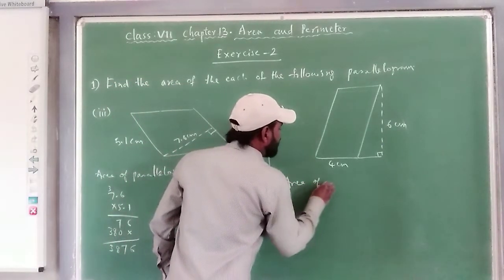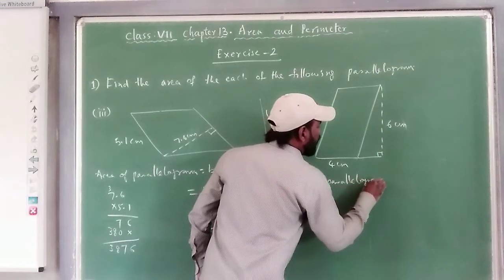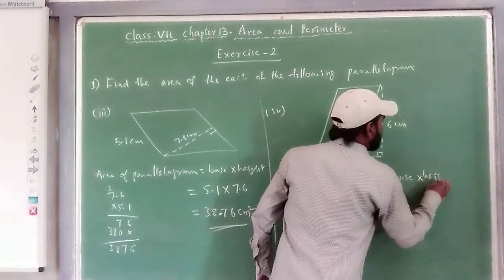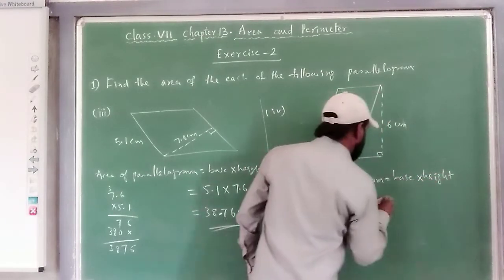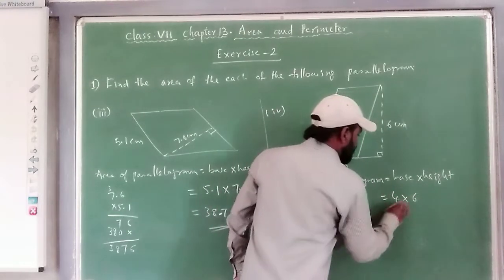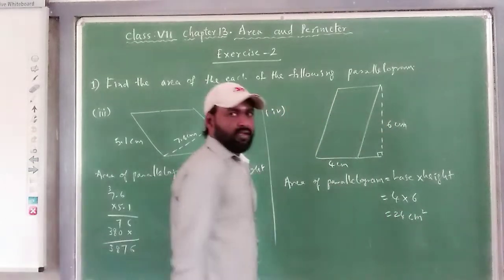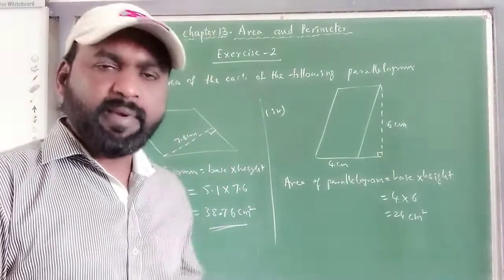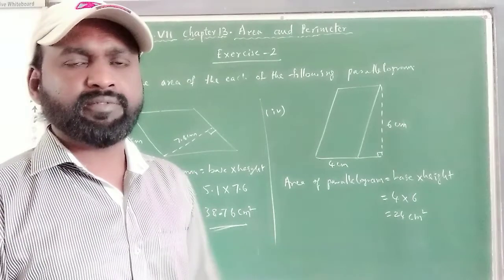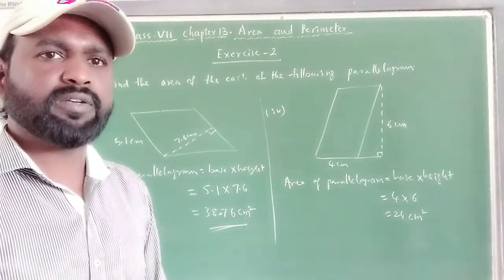So area of parallelogram is equal to base into height. Just substitute the values: base is 4 centimeters, height is 6 centimeters. 4 6s are 24 centimeters square. That's all. Easy, right? When you remember the formula, just substitute the values and multiply to get the area of the given figure. Hope you understood this first bit. Let us move on to the next question.